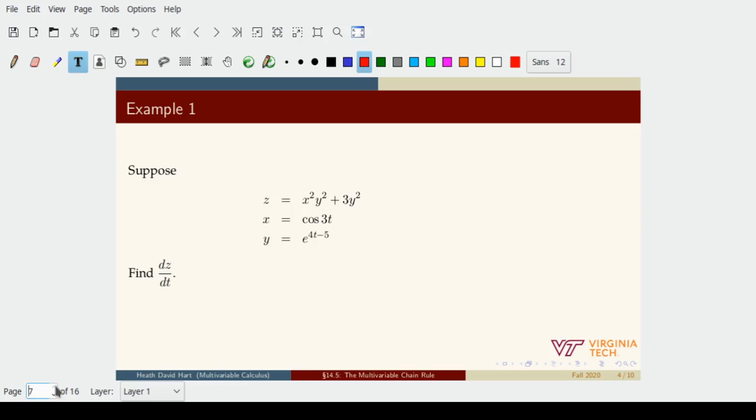So here's an example. z is the function x squared y squared plus 3y squared. x is cosine of 3t, y is equal to e to the 4t minus 5. How do we find dz/dt? Okay? So we have this dependency diagram where we have z depending on x and y, and then x and y depending on t. I'll fill in the letters in just a moment.